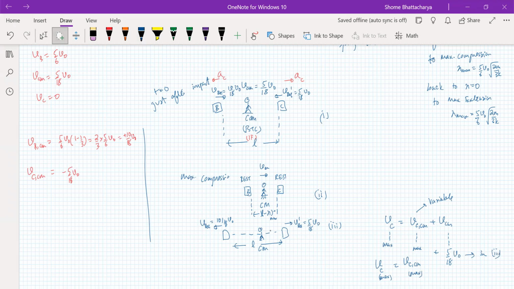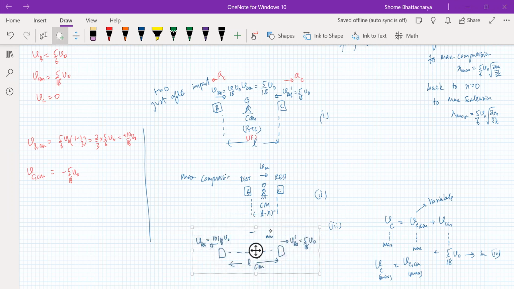Sir, why can't we just solve the energy conservation? But this is so much easier. I'm not solving any equation at all. We can do the energy conservation and all that also, but here I'm not solving anything. I'm just looking at it in the center of mass frame and I'm using the symmetry. So this is actually like a shortcut way of solving this.